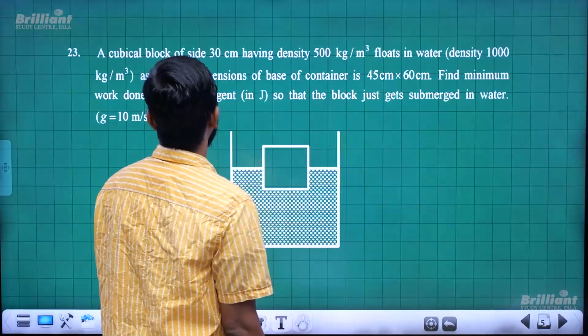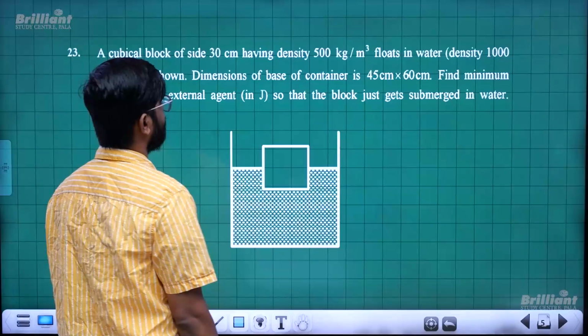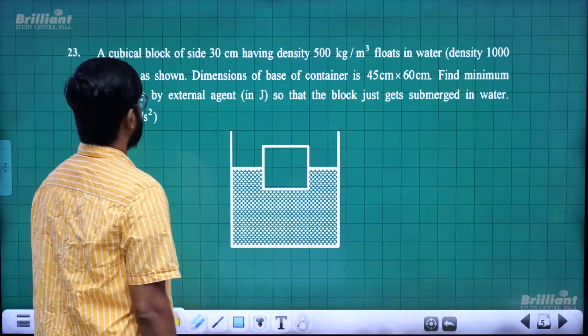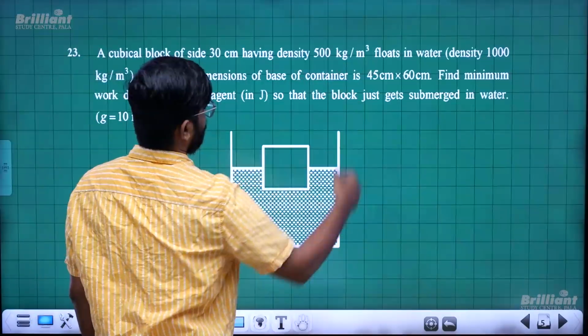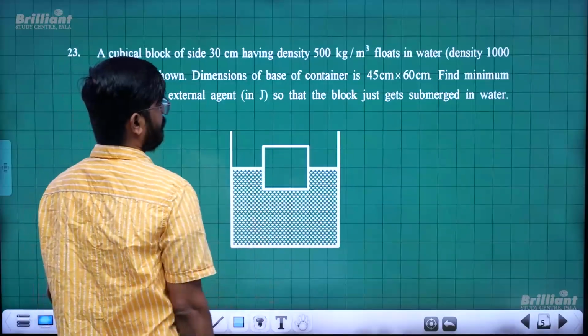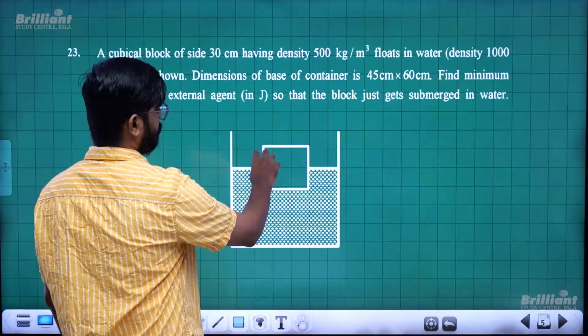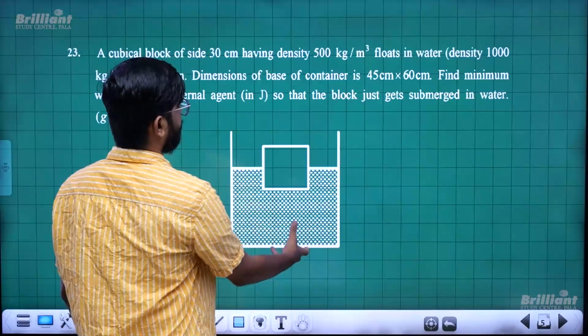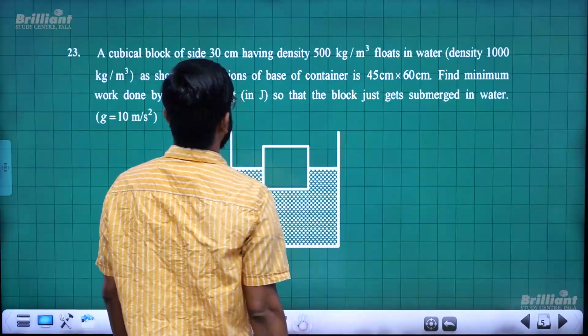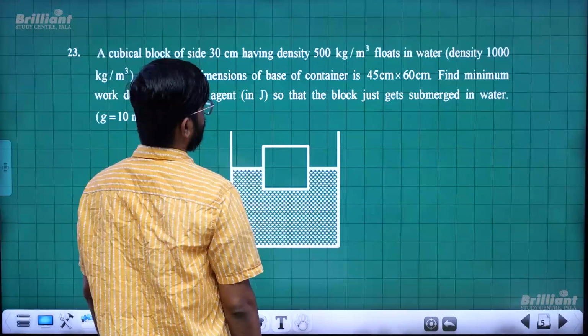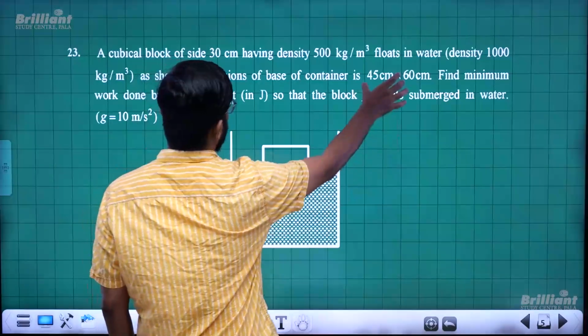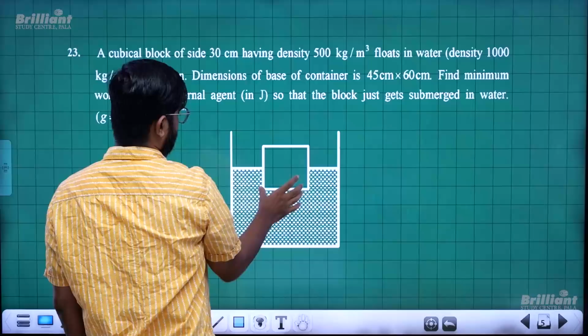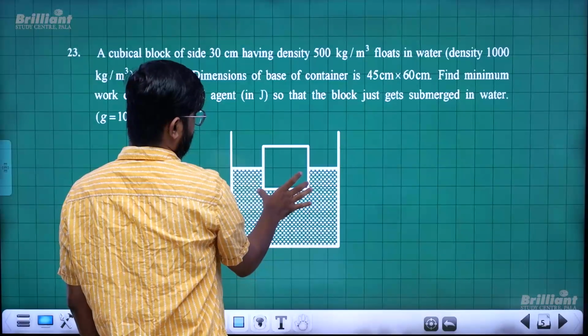A cubical block of side 30 centimeter having density 500 is floating. Now you should understand this density is half of the density of the water. When you write the initial equilibrium situation, you will understand half volume is outside, as it is a cube, half length is outside. Dimensions of the base of the container are 45 into 60. This area will turn out to be 3 times of this base area.